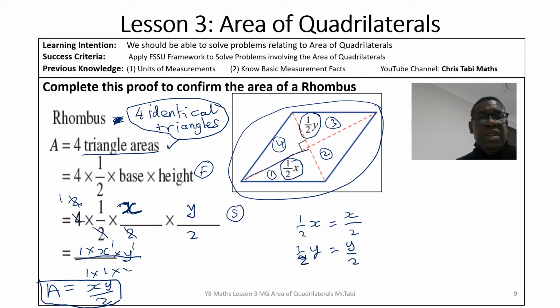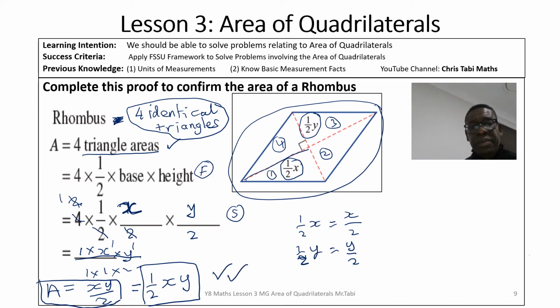Half x, which is the same as half xy. And that's the formula which was given at the start. So we've been able to prove that the area of the rhombus is simply half xy, or xy over 2.